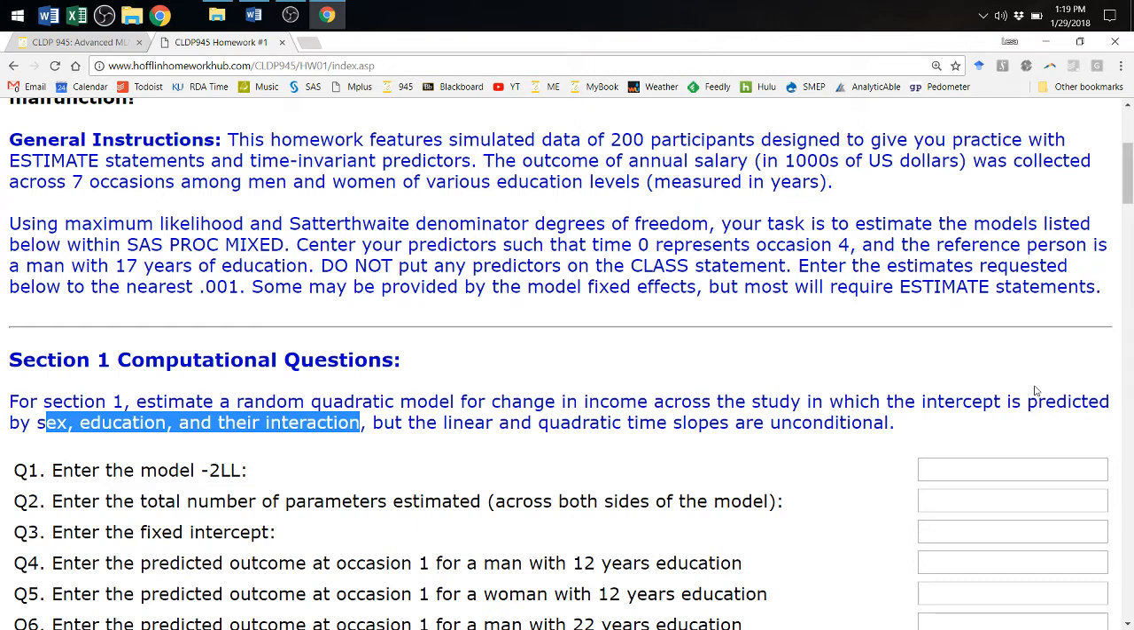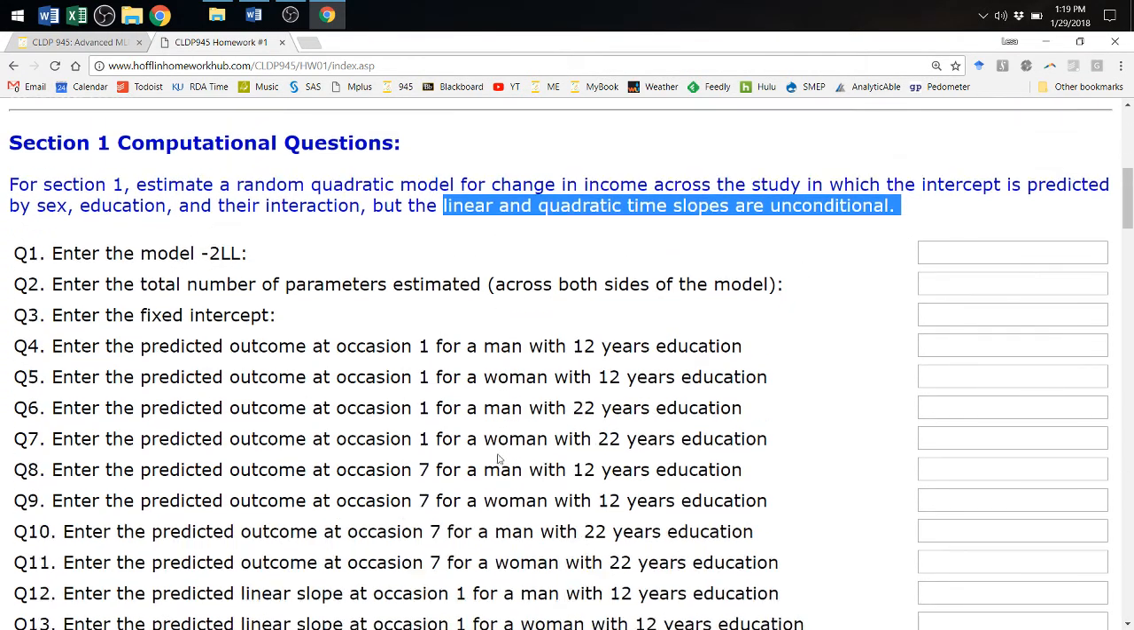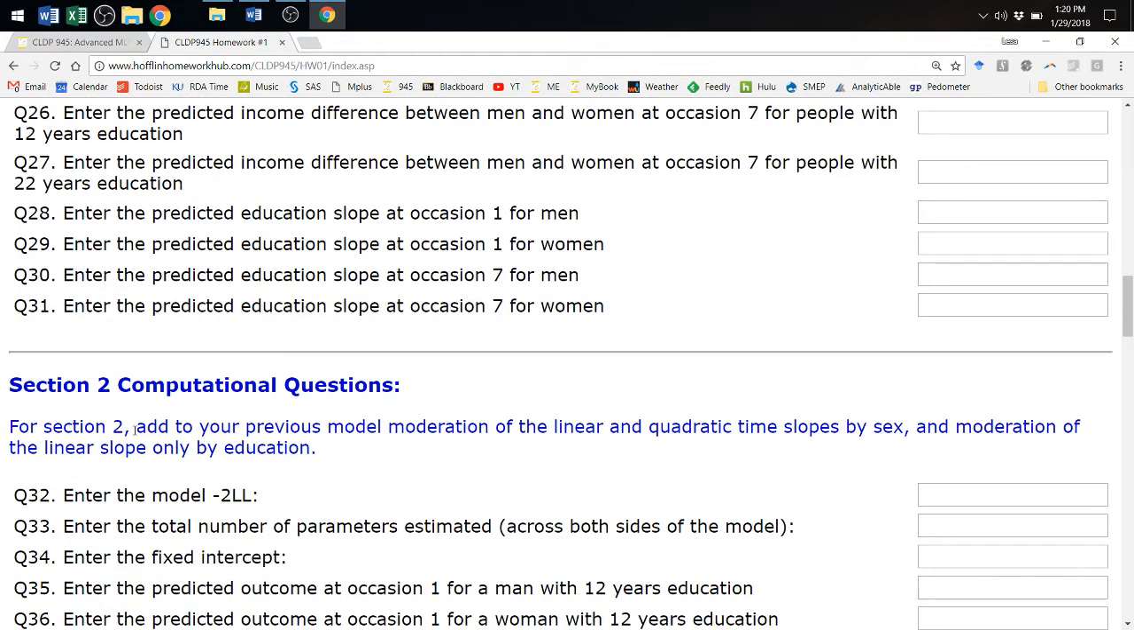Yeah. The intercept is the conditional outcome. So when I just say what predicts the intercept, those are main effects. The intercept is predicted by sex, education, and their interaction. So sex by education is a level 2 interaction, but it predicts the intercept. But the linear and quadratic time slopes are unconditional. That's code for marginal. That's code for doesn't interact with anything yet. From there, you'll be adding interaction terms, where moderation means interaction term.